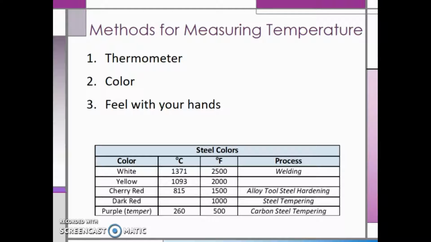Another way we can find the temperature, although it may not be very smart, is to feel an object with your hands to determine if it is hot or cold. Again, you probably won't want to do this if you know the temperature is extremely hot or extremely cold.